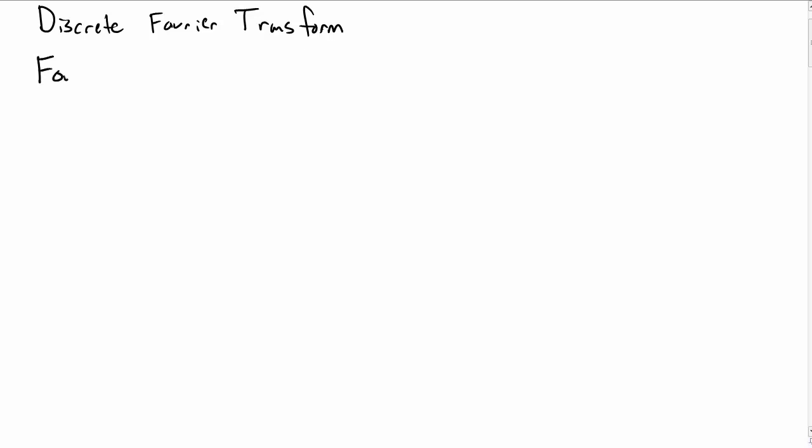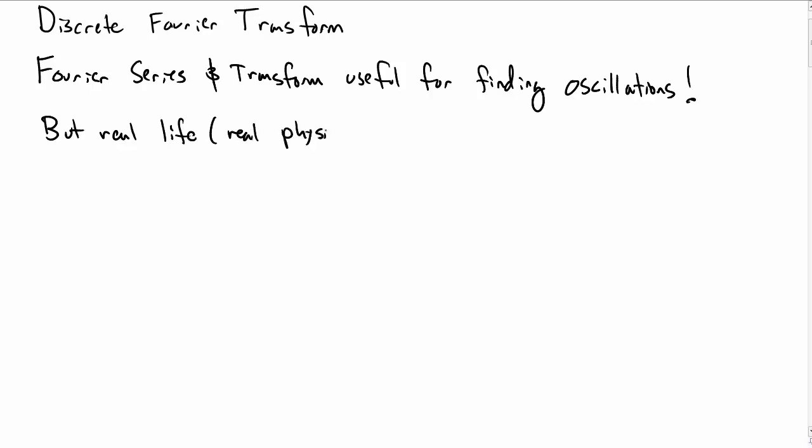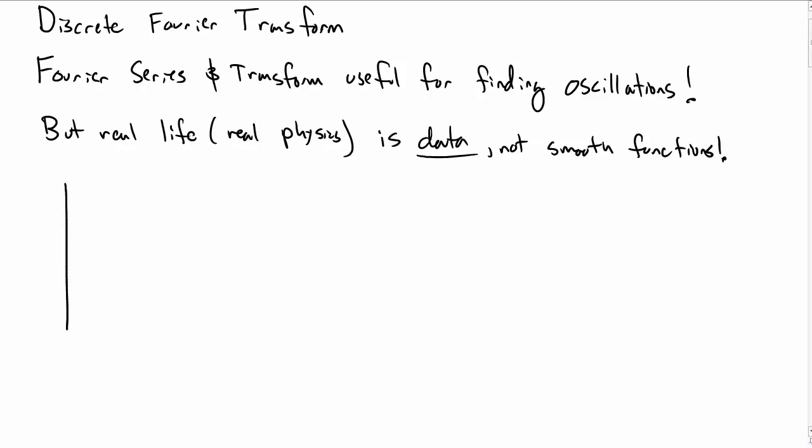In this video, we're going to talk about a very useful form of the Fourier transform, the discrete Fourier transform. So Fourier series and the Fourier transform are very useful for finding the oscillations that make up any particular function. But, of course, real life does not have smooth functions. Well, and real physics in particular does not just have smooth functions, it's made up of data. And so we need to think about how to use data instead of smooth functions in doing Fourier transforms.